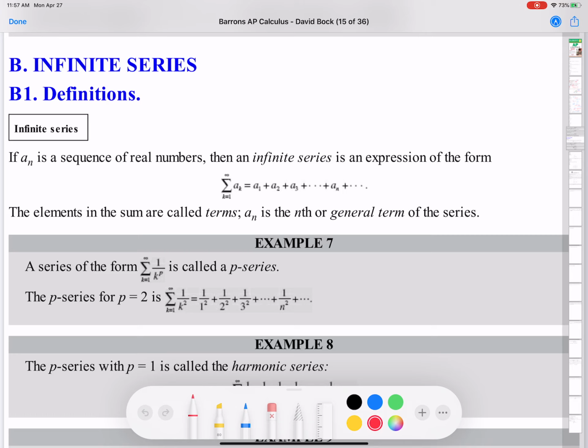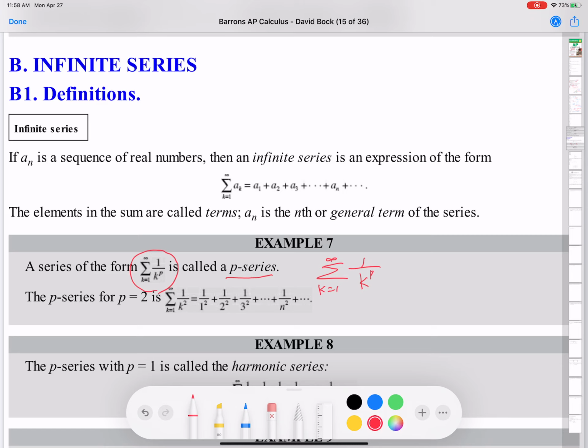Let's start. I'll just keep solving example problems, because that's much easier to explain, okay? Example 7: a series, sigma k equals 1 to infinity, 1 over k to the p power. This is exactly the p-series form. We call this form a p-series.